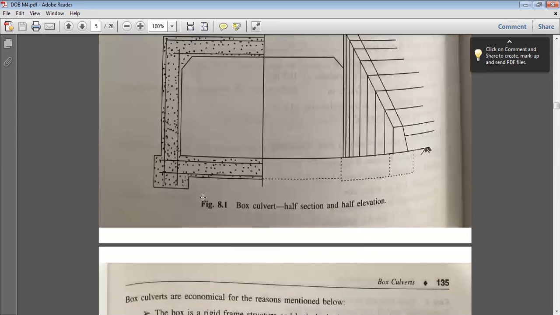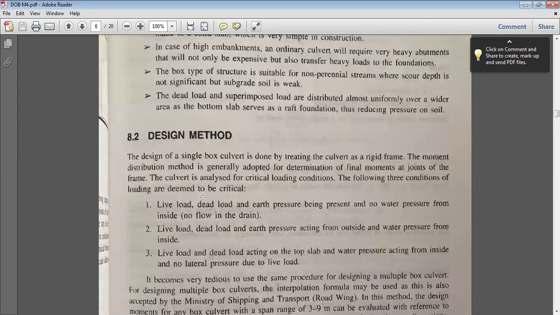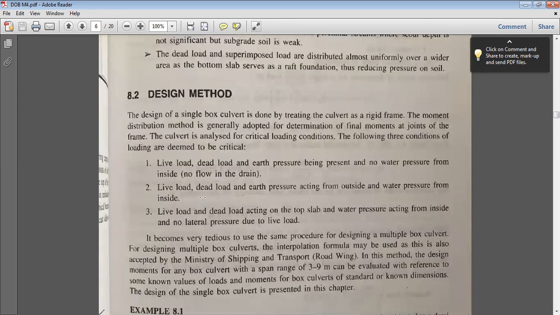So this is the theory part again, which I have explained. Next, see here in the design method, the design of single box culvert is done by treating the culvert as a rigid frame. The moment distribution method we will be using for the design of box culvert. Once we go for the design part, I will explain how to perform the moment distribution method for the box culvert.